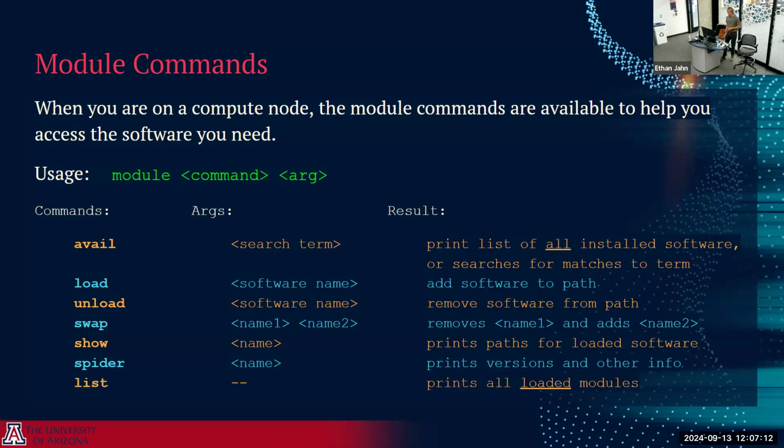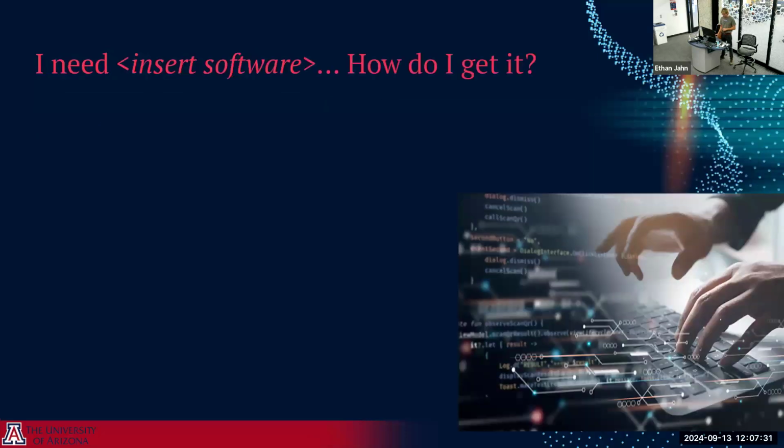And the module list command is one that will list all of the loaded modules. So if I've been loading and unloading modules and I want to remind myself which ones I have available in my path currently, I would just say module list, and that prints out all of my currently loaded modules.